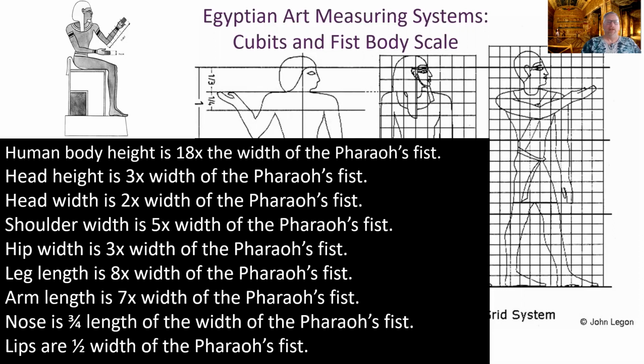That's not cool. But this actually gives us that composite pose that shows up. No, it's not based upon realism. It's based upon a stylistic idea of what perfection is. And the perfection is based upon this system as well as the pharaoh's fist width. So even if the pharaoh is heavy, he's still going to appear thin because his hip width is only 3 times the width of the pharaoh's fist.